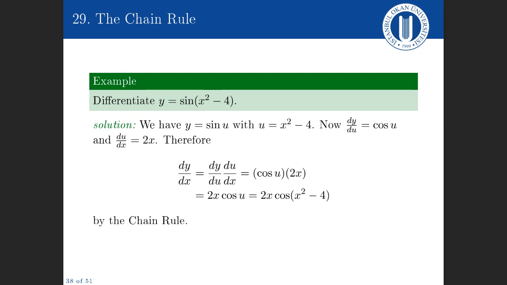So then we can use the chain rule, which says dy/dx is dy/du times du/dx, cos u multiplied by 2x. But we're not finished yet because we still have a u here. We don't want to have a u in our final answer. The final step is to replace the u by the x squared minus 4. The final answer is that dy/dx is 2x cos of x squared minus 4.